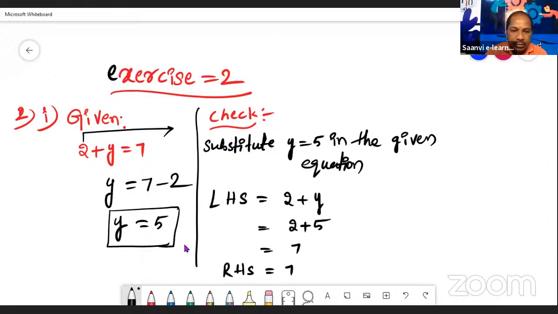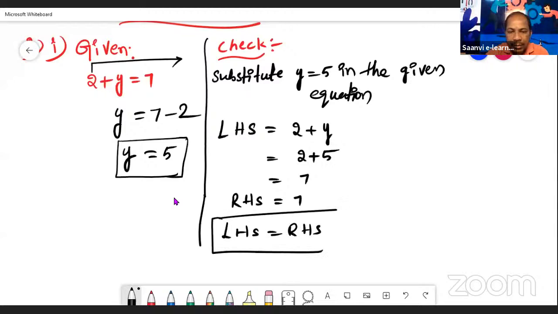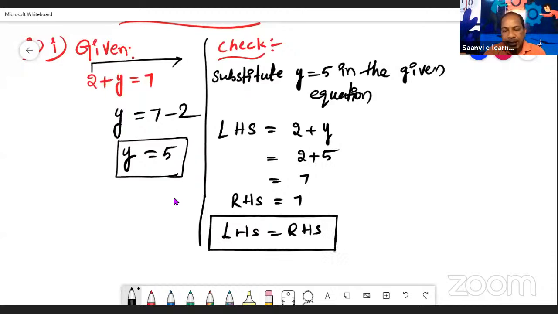So now LHS is equal to RHS or not? LHS is equal to RHS. So like this, if we get LHS equal to RHS, then our solution is right. So this is called verification or checking. When we get LHS equal to RHS, then only our solution is right. Otherwise, it is wrong. Okay, children, have you all understood this problem? Okay, very good.